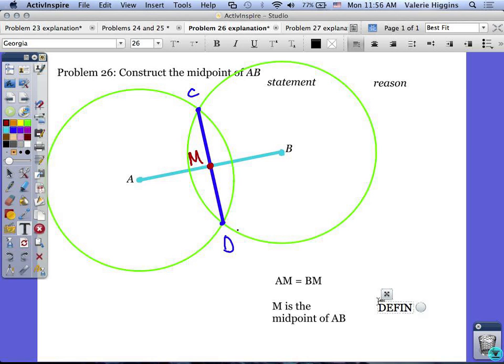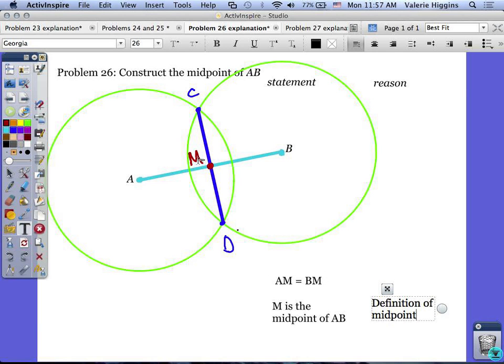Wait, all heard that. You said by definition of midpoint? Yeah, human beings. Alright? Okay, so we want to be able to say this.